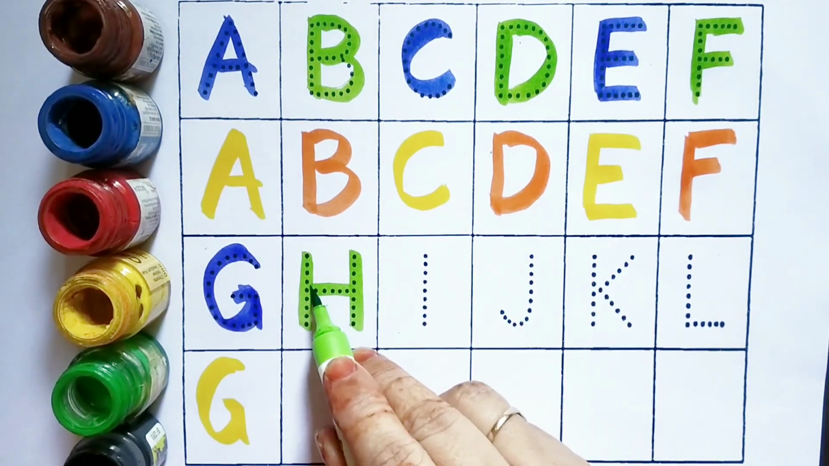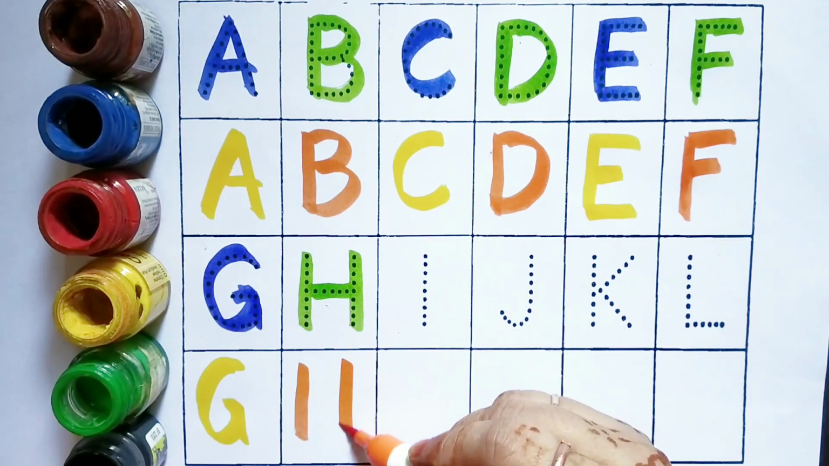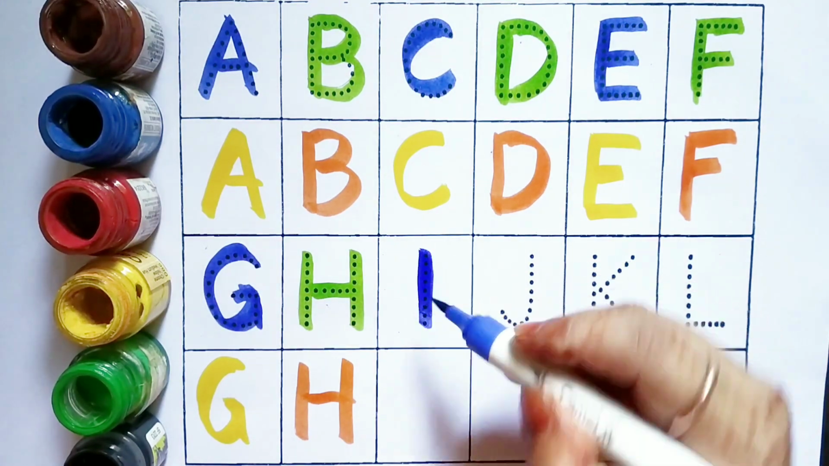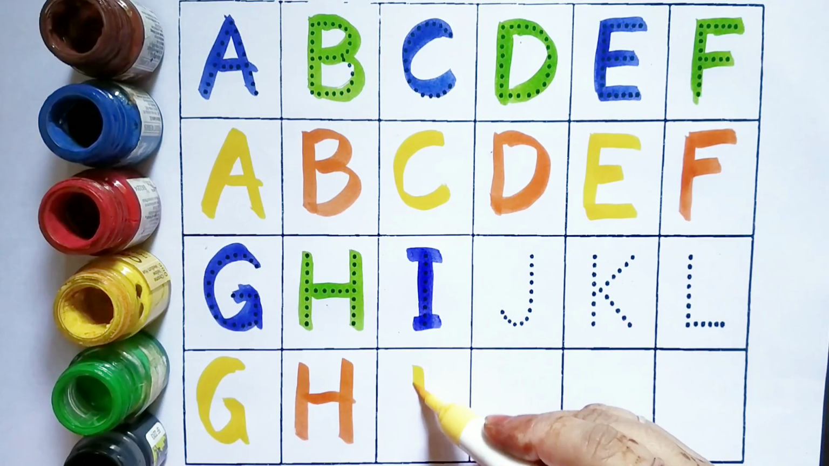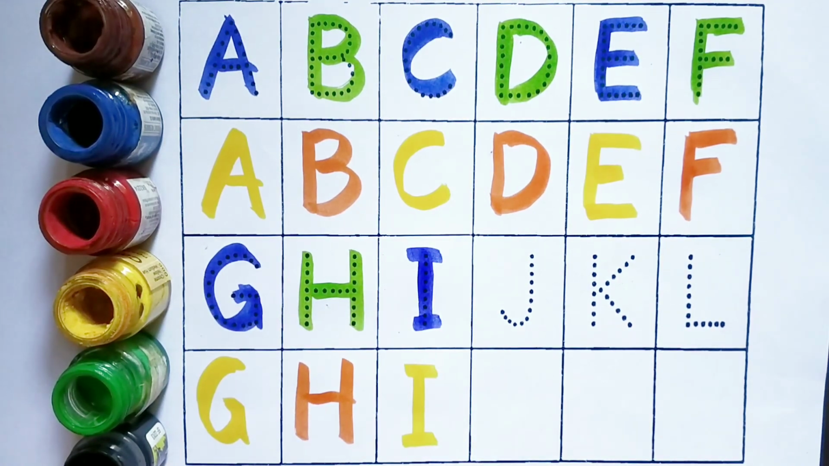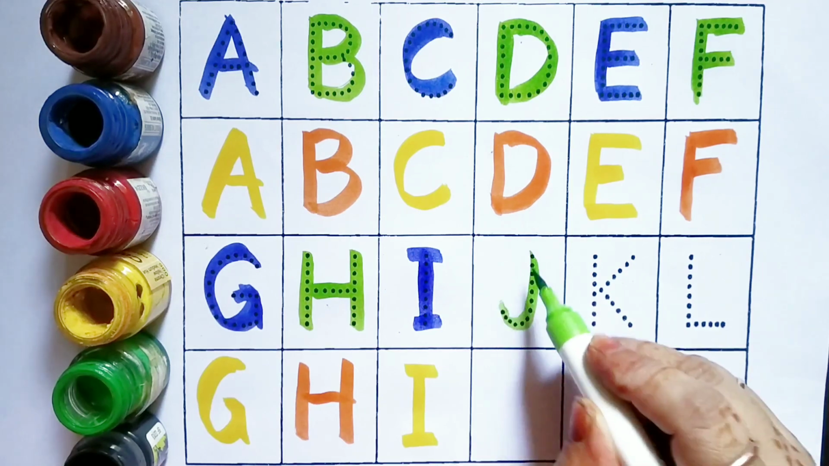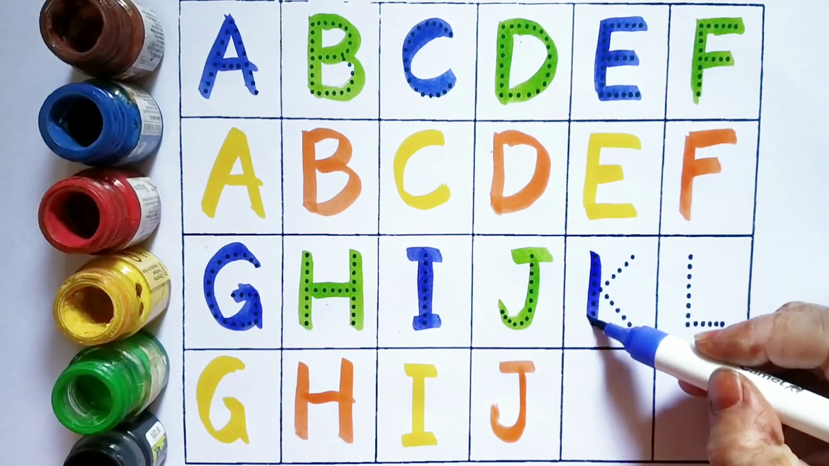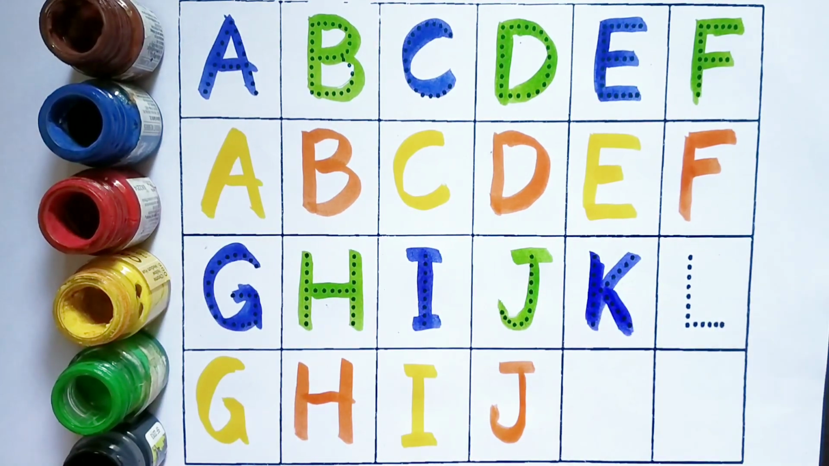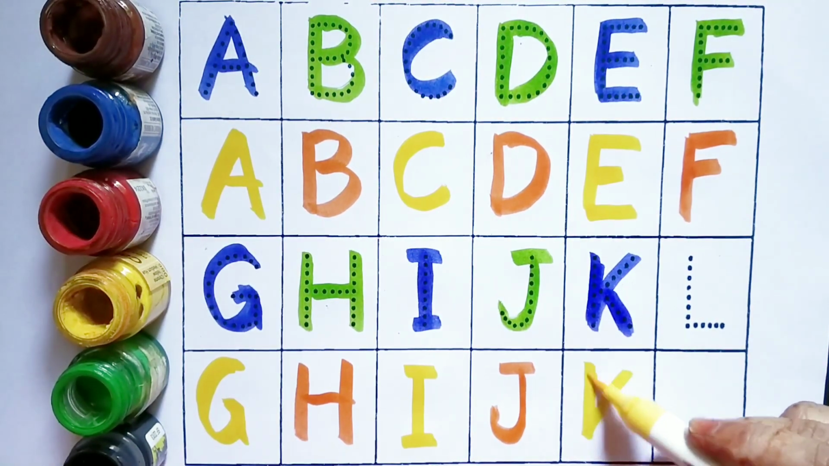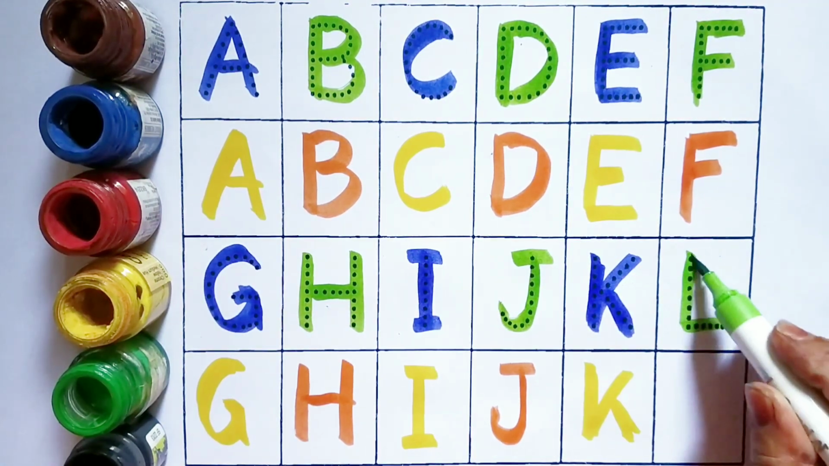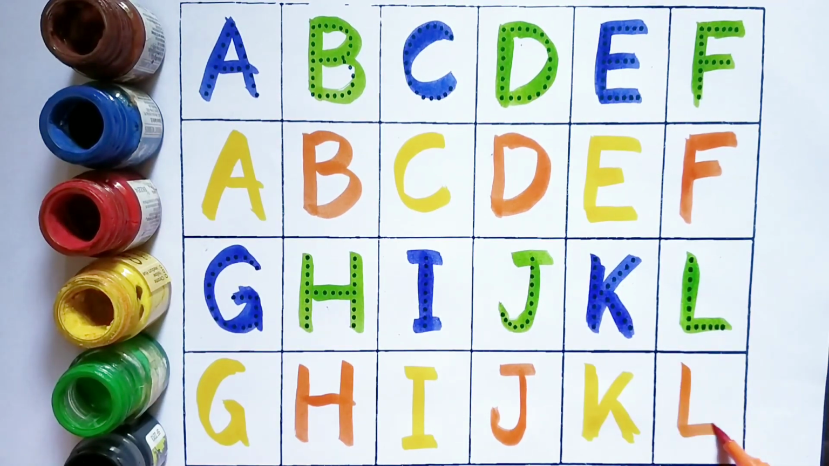H for house. H for house. I for eyes. I for eyes. J for jug. J for jug. K for kangaroo. K for kangaroo. L for lamb. L for lamb.